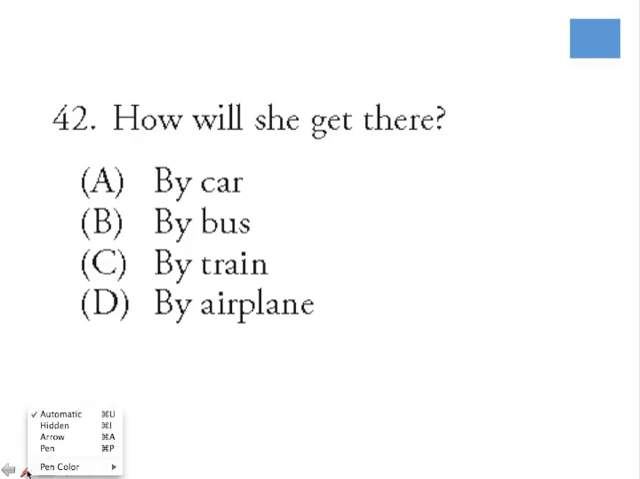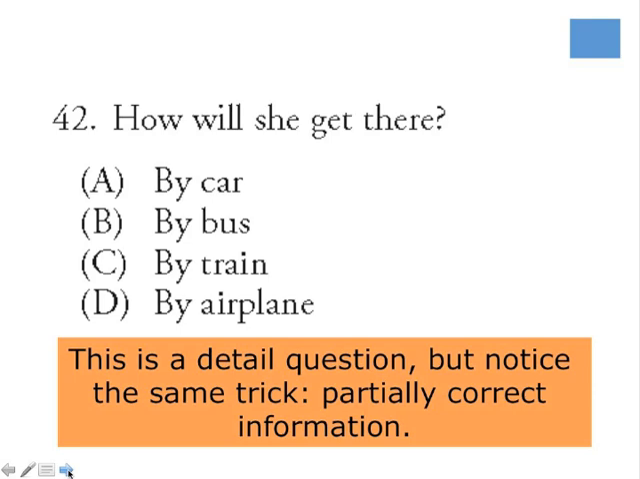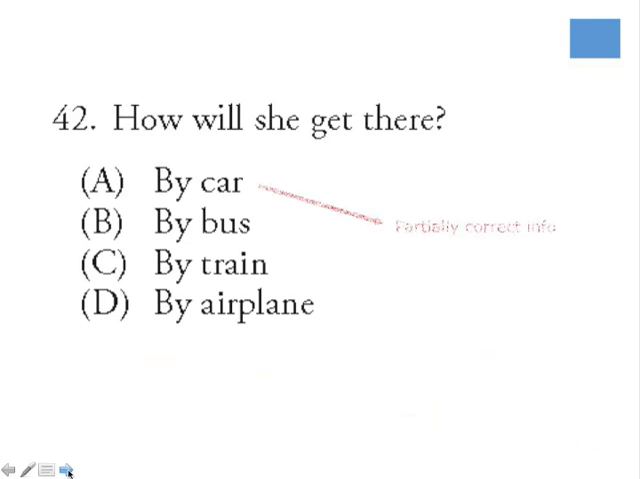Okay, now 42 is a little more straightforward when we think about the partially correct information. Well, again, for example, the fact that a car was mentioned. So again, choosing an answer choice like this can be distracting if we're not necessarily paying attention to the fact that the person couldn't take the car but had to travel by train.